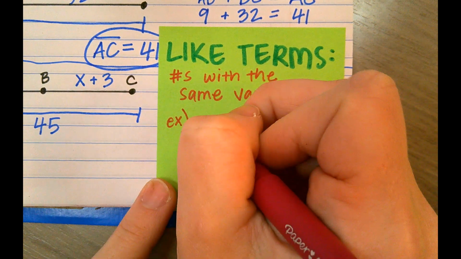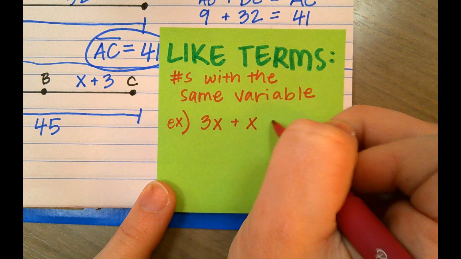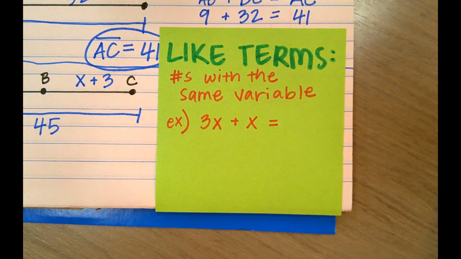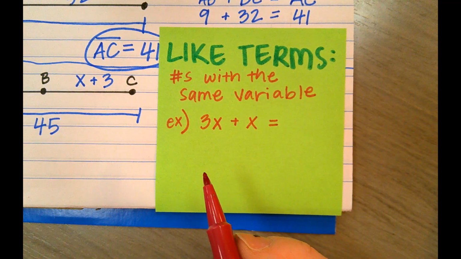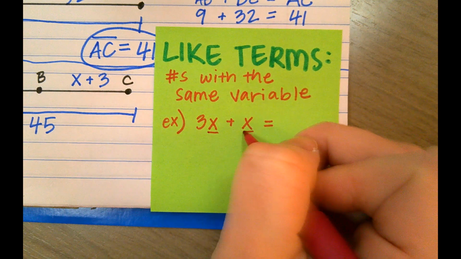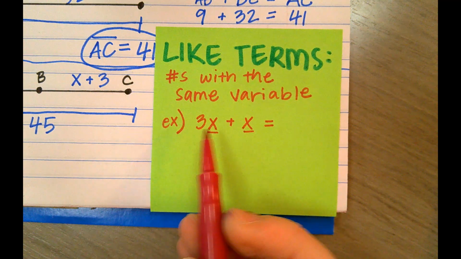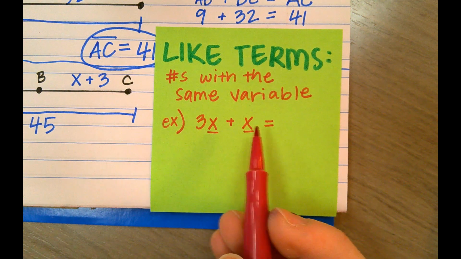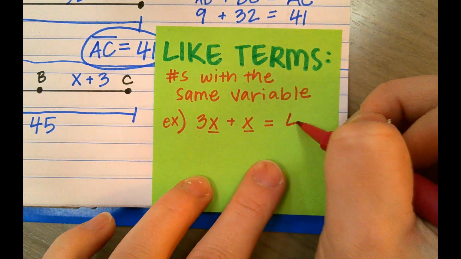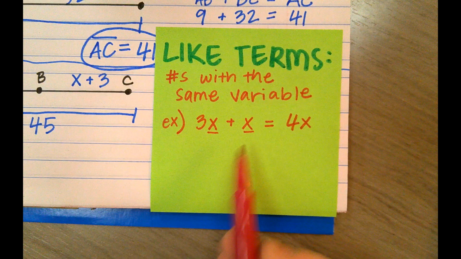And for example, if I had 3x plus x, are these like terms? Yes. Why? They both have x. These are like terms. So if I have 3x and I add another x, what do I have? 4x. Good. So whenever we both have x's, we can add them together.